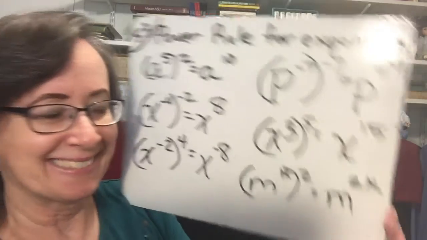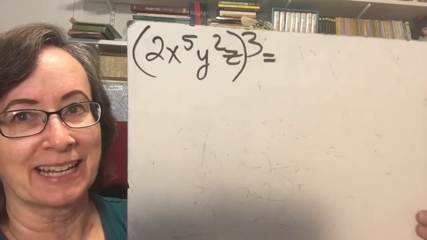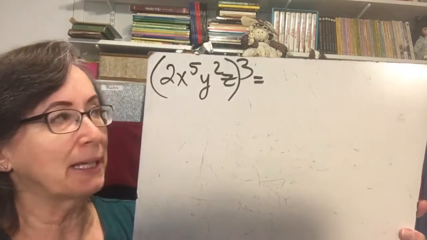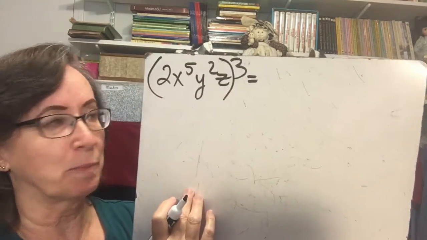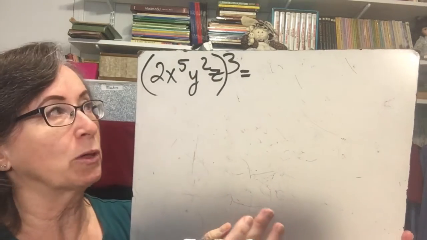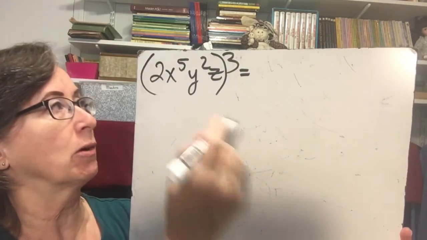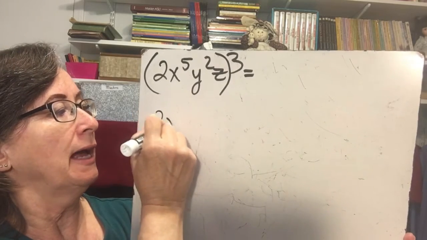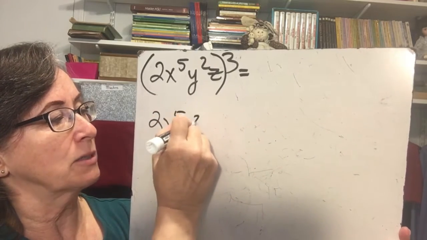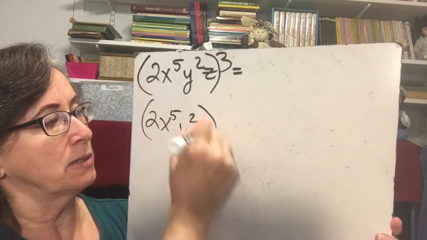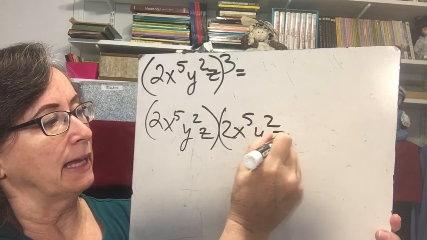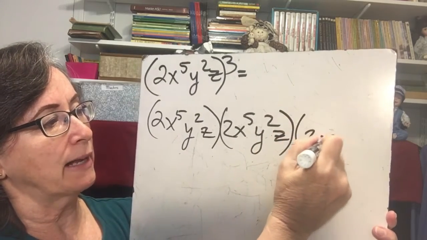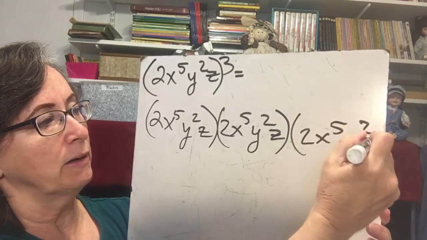Pretty easy, huh? So let's do one that's a little trickier. Let's do one like this. So here is a more complicated problem where I have an expression raised to the third power. So we know if we were going to reason this out without our power rule, this would be 2x to the 5th y squared z times 2x to the 5th y squared z times 2x to the 5th y squared z.